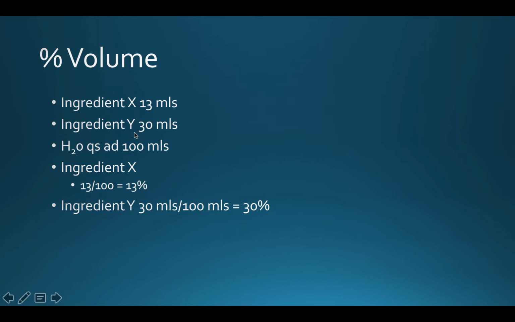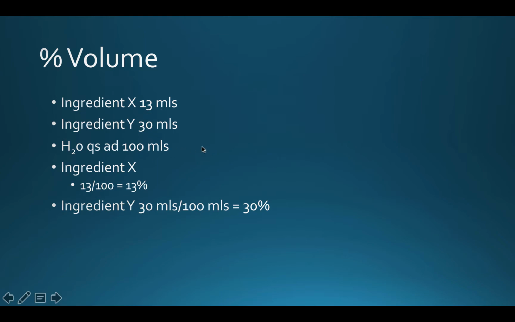Percent volume. So this is just solving a combination of two liquids. We've got ingredient X, that's 13 mils. Ingredient Y is going to be 30 mils. And then we're also going to add water because we want a total quantity of 100 mils. So we are going to end up with a total of 100 mils. Ingredient X, we have 13.